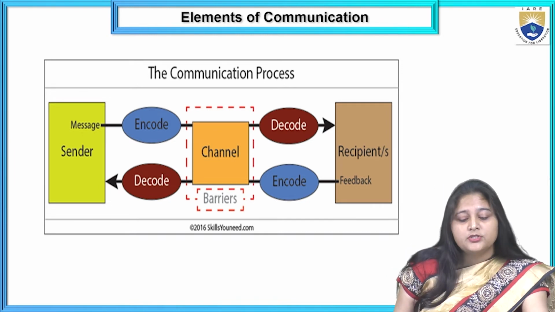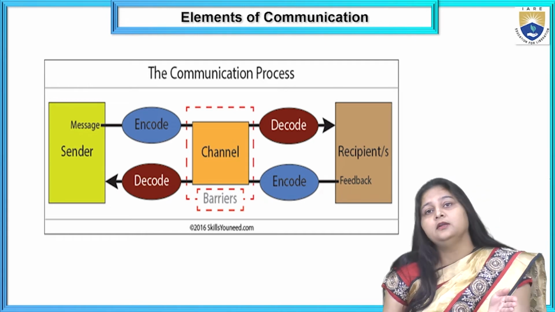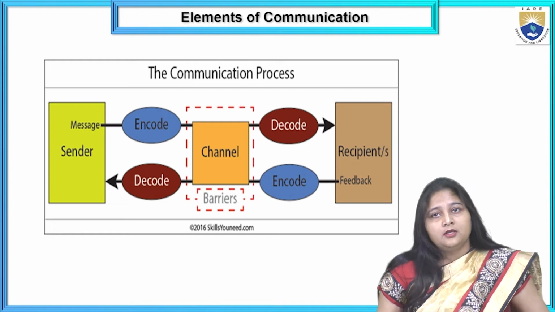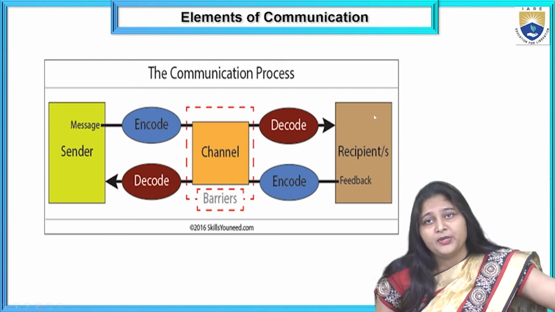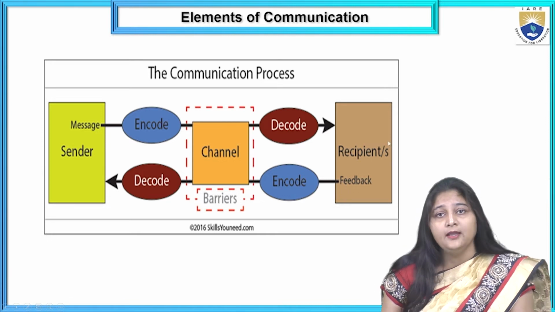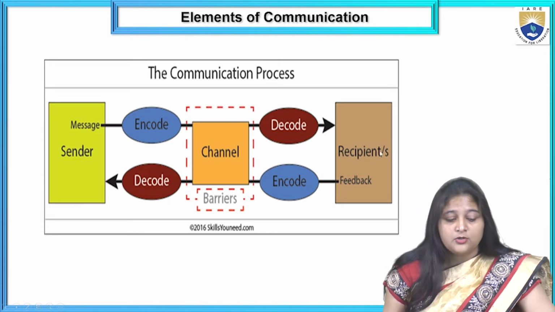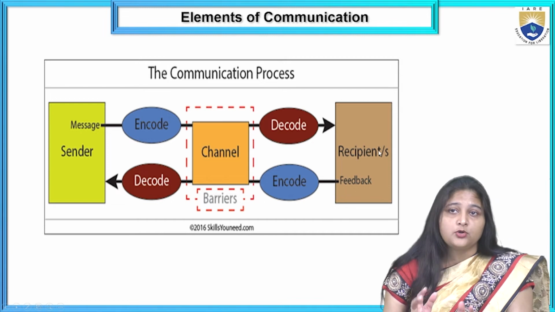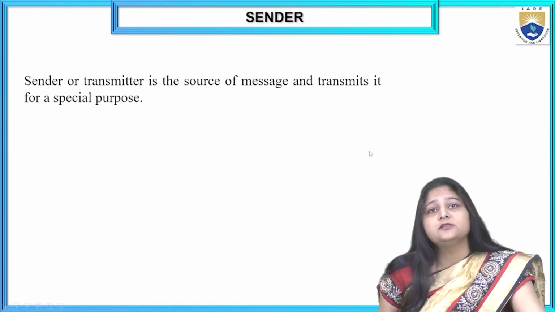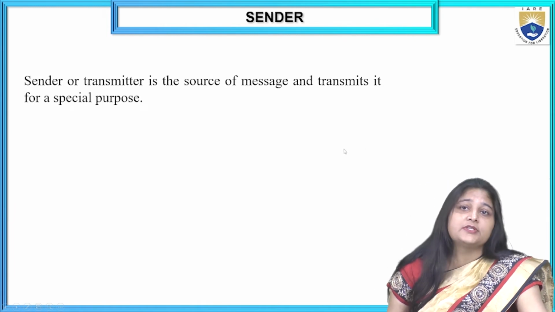The sender encodes a message, and through a channel it is sent to the recipient. The recipient decodes the message, and then encodes the feedback, and through the channel the sender decodes it. So let us look at the qualities of the sender.